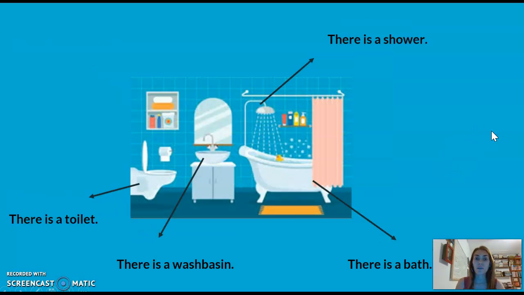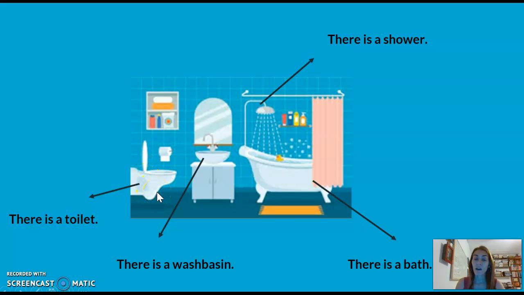Now, let's look at an example of a bathroom. This is a shower. There is a bath. There is a wash basin. And there is a toilet, okay?